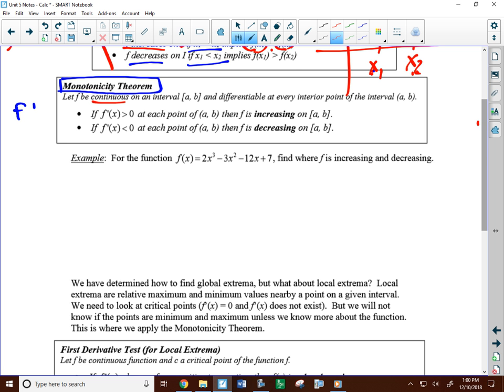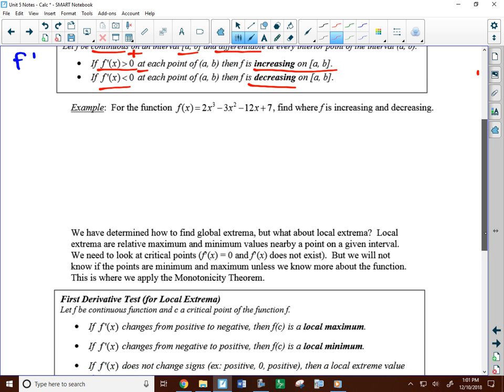As long as we have a continuous function, and it's on a closed interval, and it's differentiable, should sound familiar, then we say it's increasing if f prime is greater than 0. That's saying positive. If f prime is positive at each point of that interval, then f is increasing on the closed interval. Same thing, but if it's negative, then it will be decreasing. All this is saying is the slopes are positive, that means it's increasing. If the slopes are negative, it's decreasing.